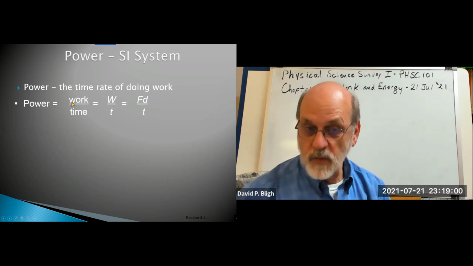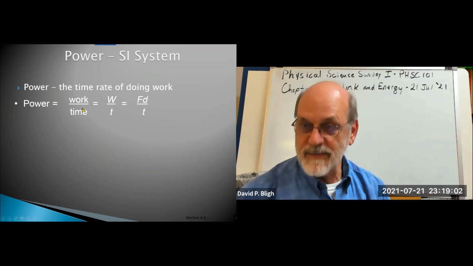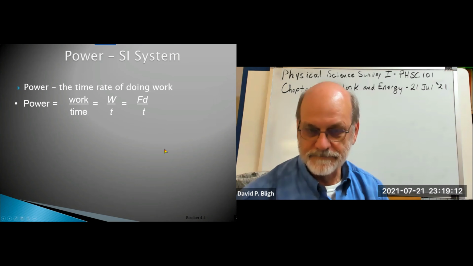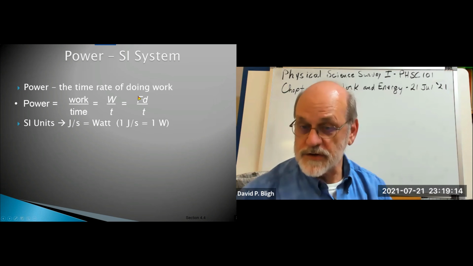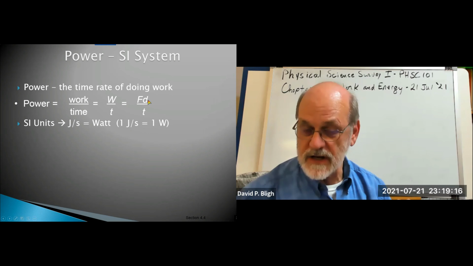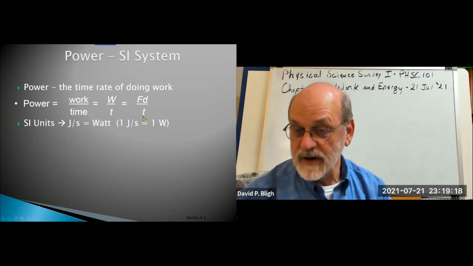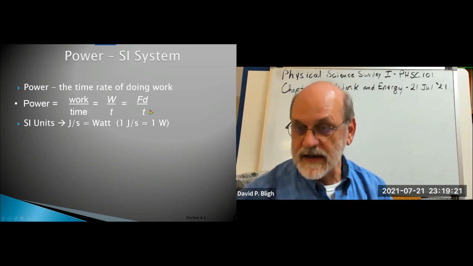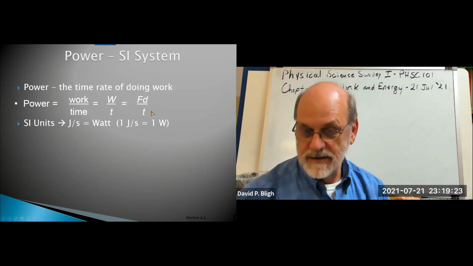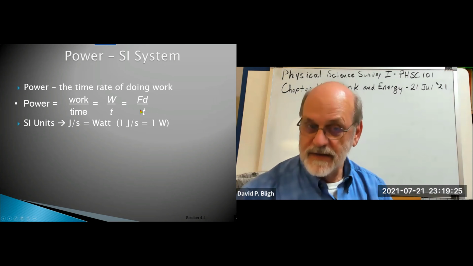So power would be whatever work is divided by the amount of time it takes to do that work. So work divided by t, or force times distance divided by t, is the definition of power. You notice that if you expend a certain amount of energy, but you do it in less time, then the power rating is higher. If you take more time, then the power rating is lower.